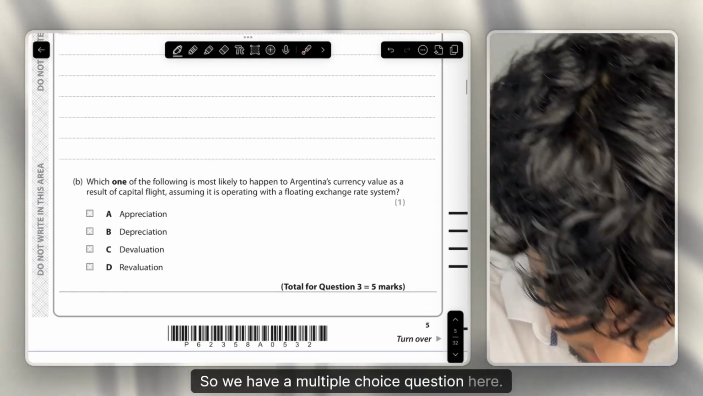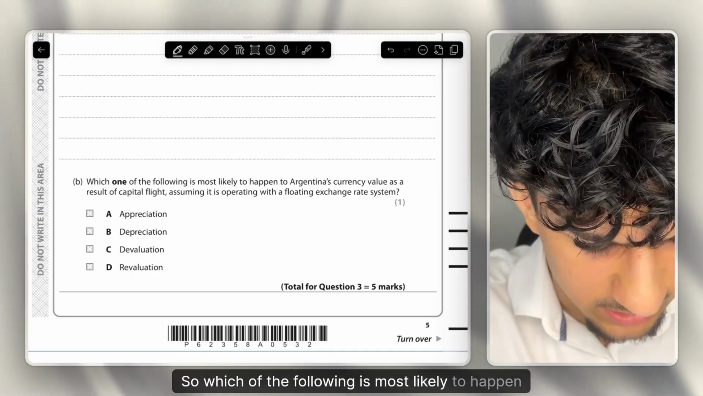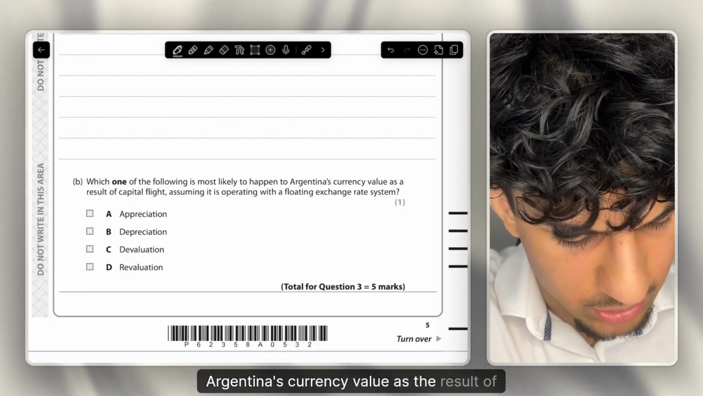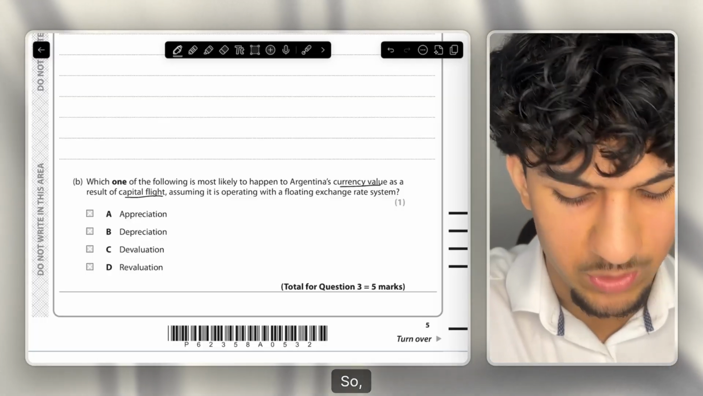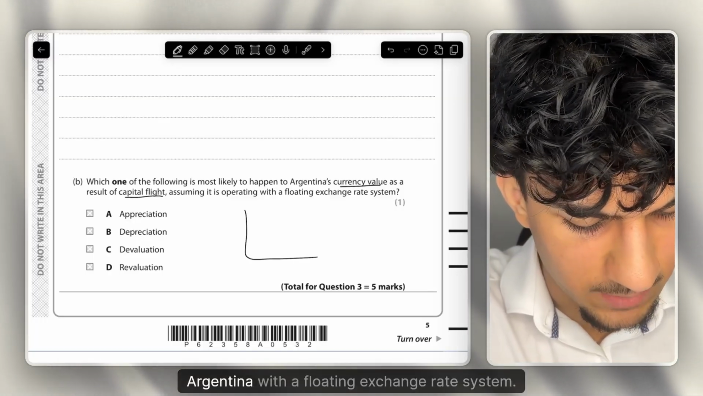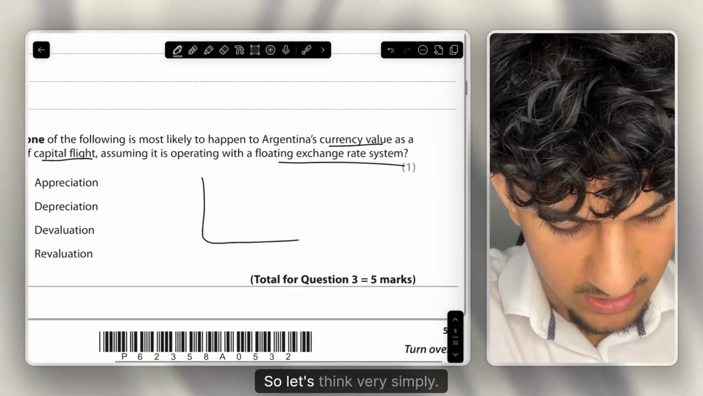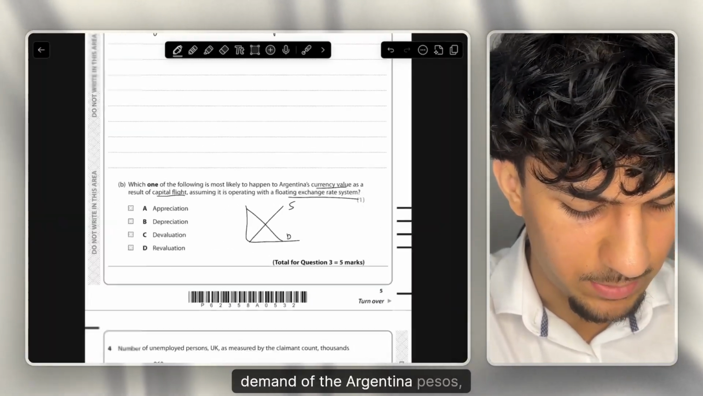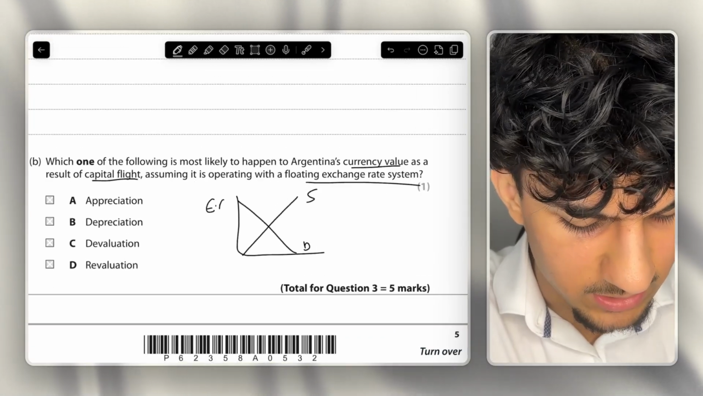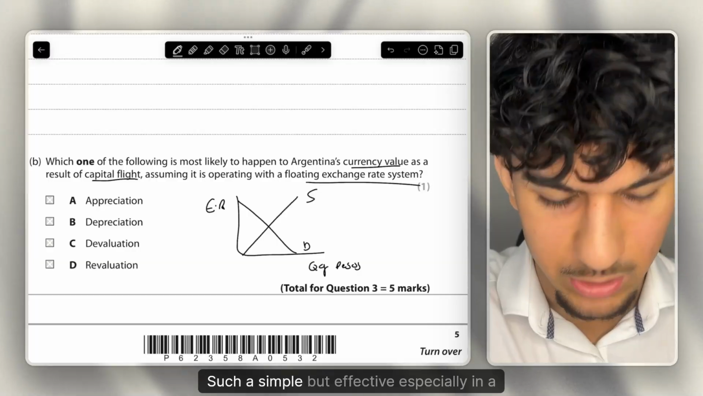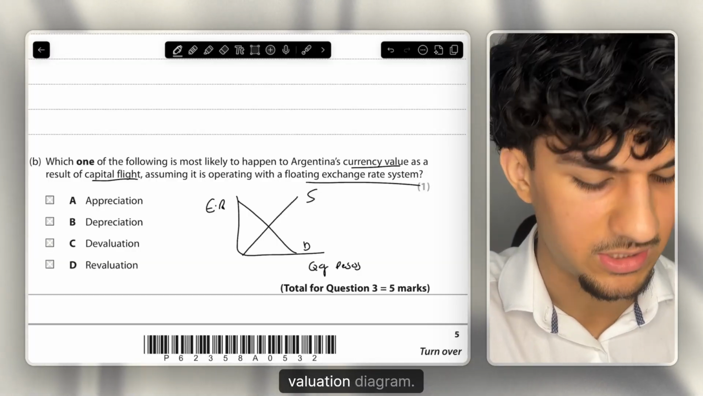So we have a multiple choice question here. Which of the following is most likely to happen to Argentina's currency value as the result of capital flight? So what's capital flight? Essentially money moving out of Argentina, with a floating exchange rate system. So let's think very simply. We have supply of the Argentinian pesos, demand of the Argentinian pesos, exchange rate, quantity of pesos. Of course, make sure you know this diagram. Such a simple but effective diagram, especially in a valuation diagram.